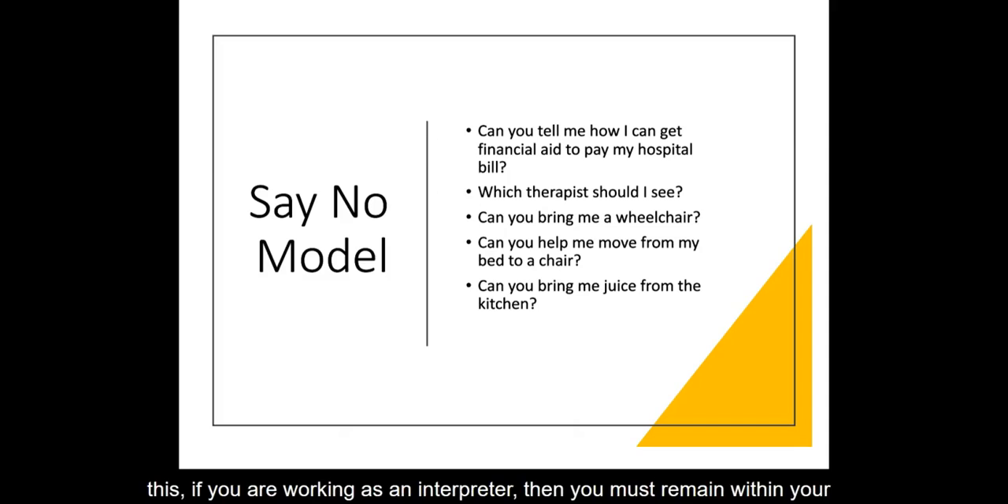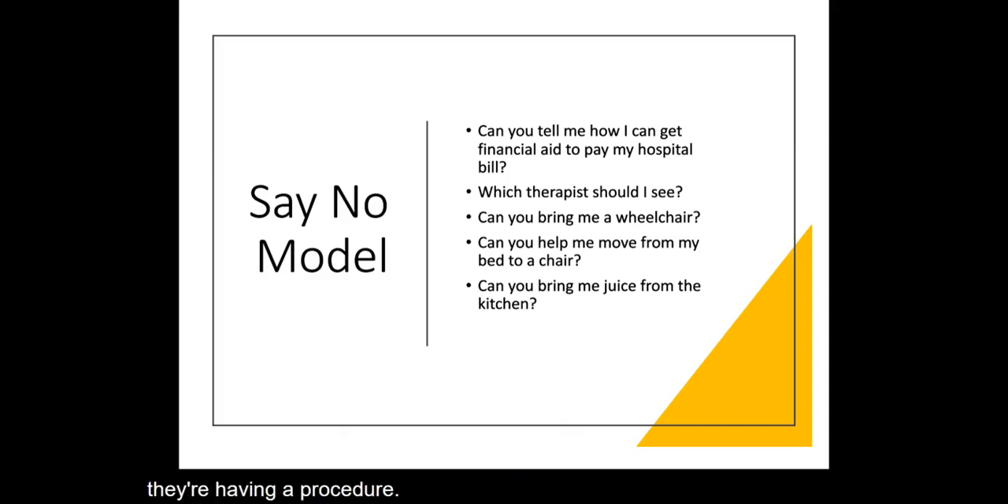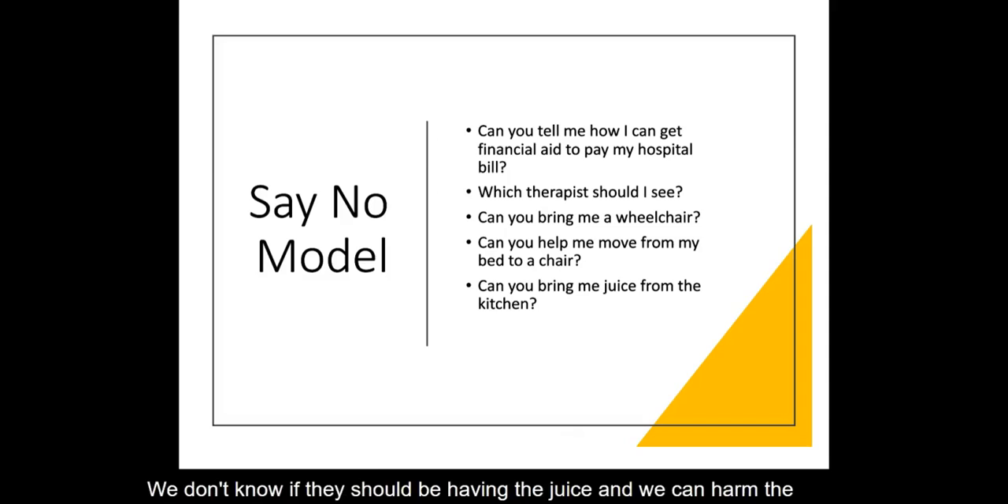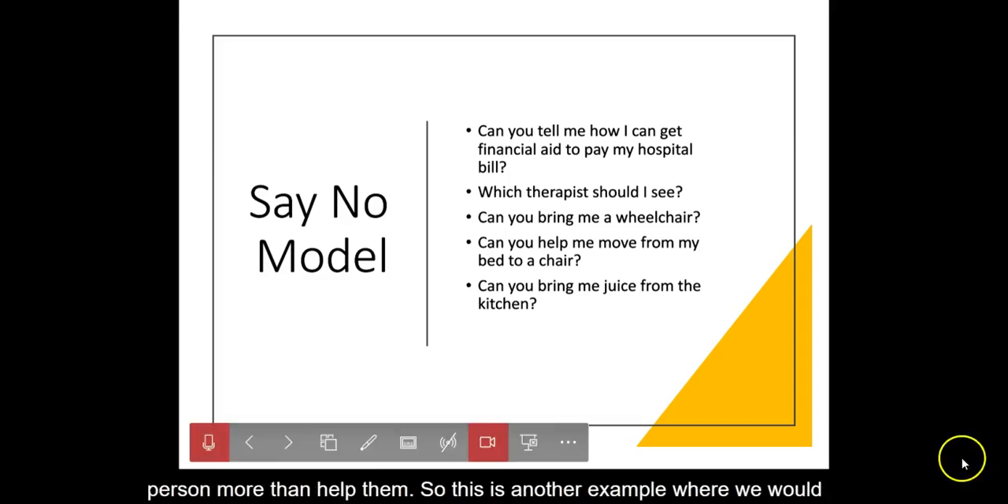Can you bring me juice from the kitchen? No. And I think this one might be obvious, but it also might seem rude to say no. But again, we don't know if the patient's sugar is high. We don't know if the patient should be NPO because they're having a procedure. We don't know if they should be having the juice, and we could harm the person more than help them. So this is another example where we would have to decline.